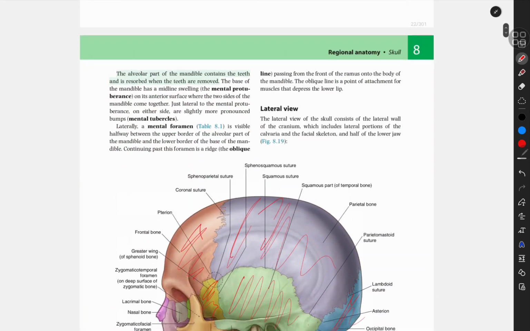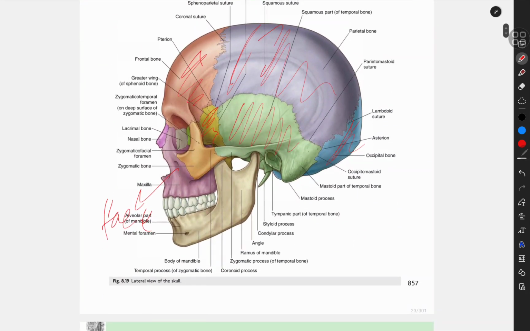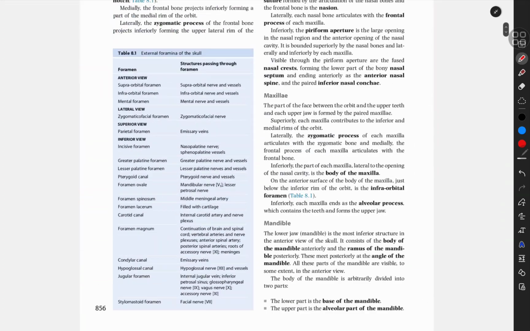Why didn't you label anything here? I don't know. Okay, so this is the lacrimal bone. Here you cannot see the vomer, but okay, what can I do?